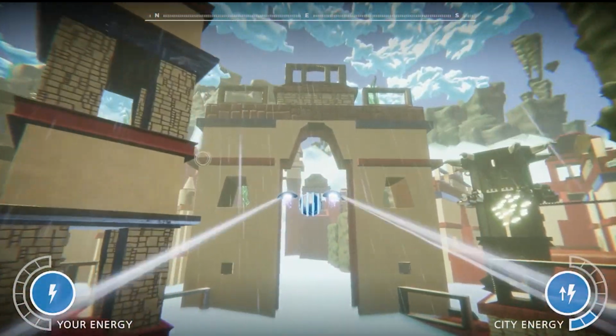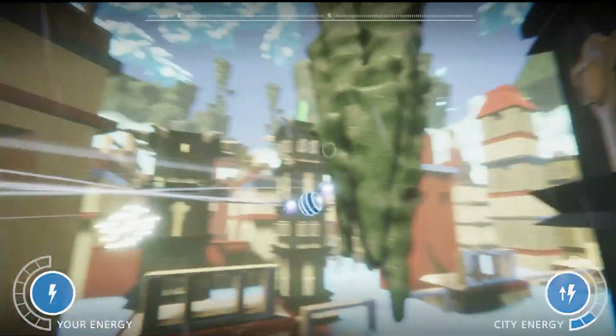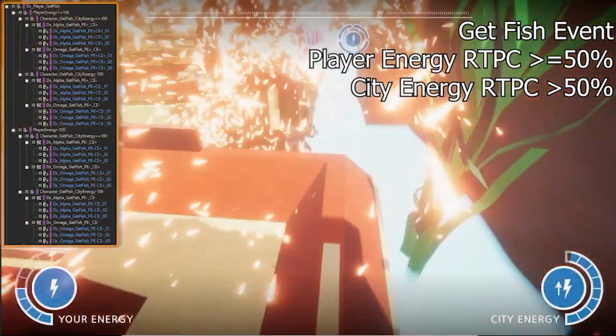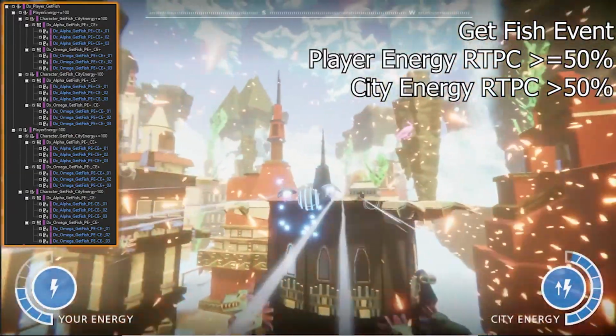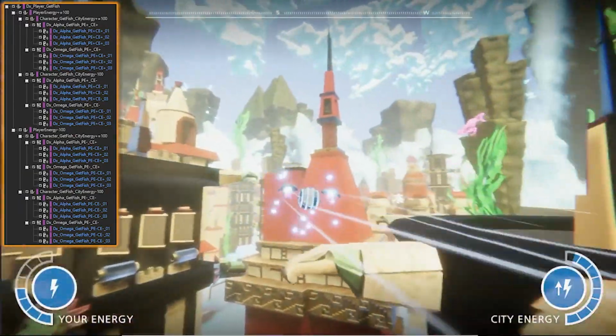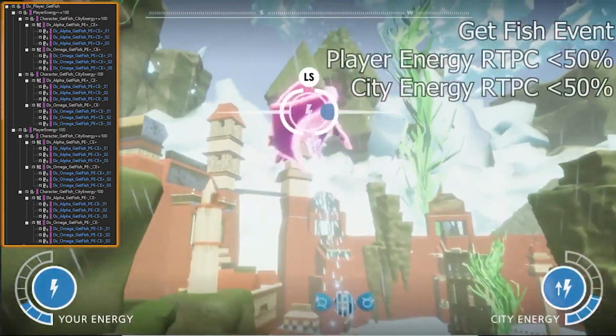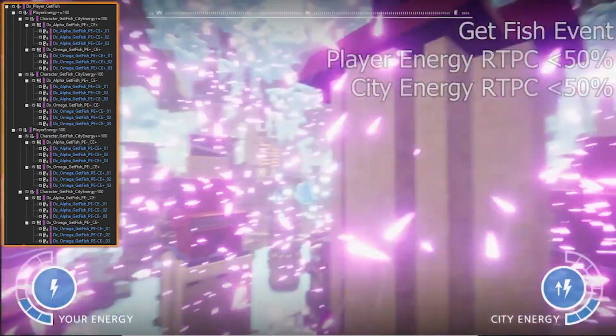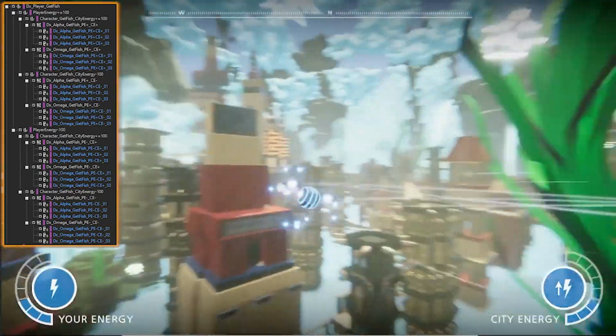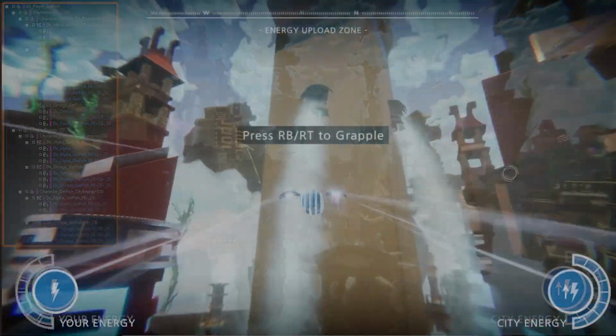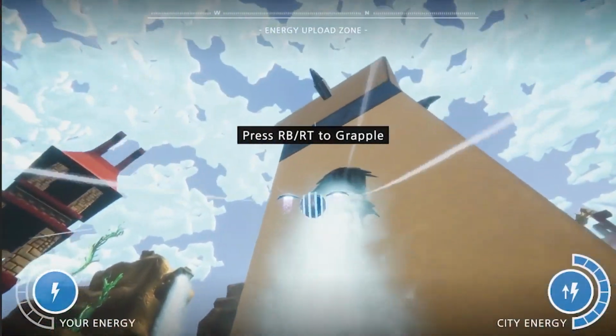The second feature that was designed was a dynamic dialogue system. Using the city energy level and player energy level, we wanted the dialogue to react to any situation the player was in. Not only would the dialogue be different, but it would also try to hint to the player the next action they should take to win. Using Wwise switch containers and the two RTPCs of city energy level and player energy level, we were able to create this dynamic dialogue system.